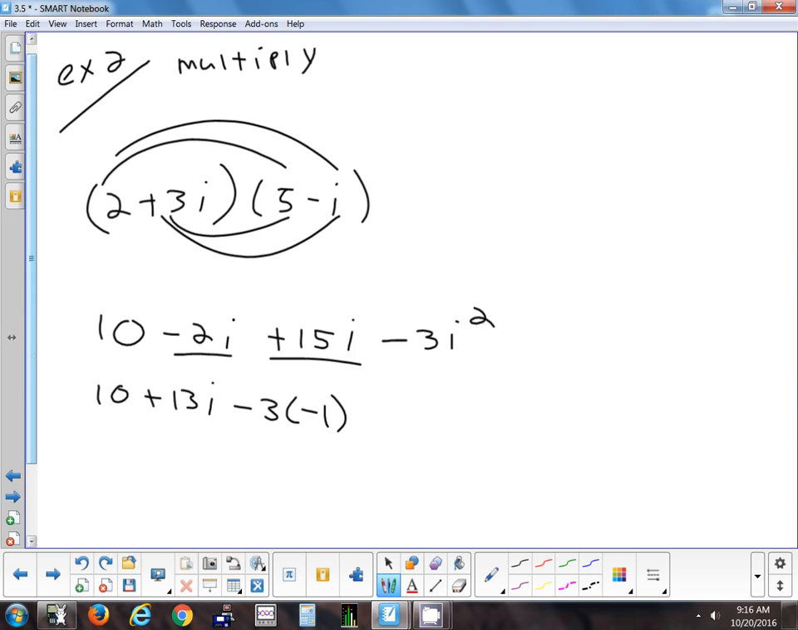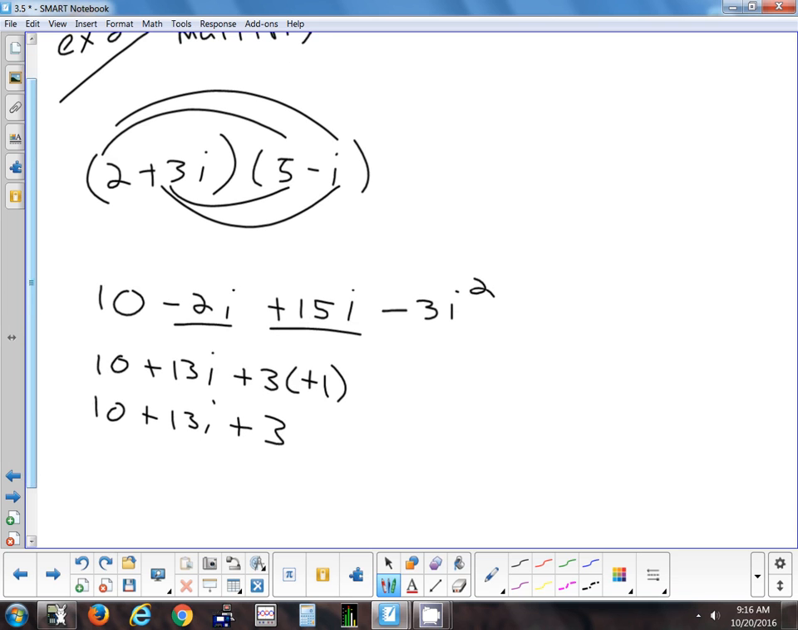And what's going to happen here? What's negative 3 times negative 1? Positive. So those two negatives cancel out and it turns into a plus 3. But now I have a plus 3 and a plus 10. You combine them. So what's 10 plus 3? 13. In this case, just a coincidence that the real and imaginary parts came out the same.